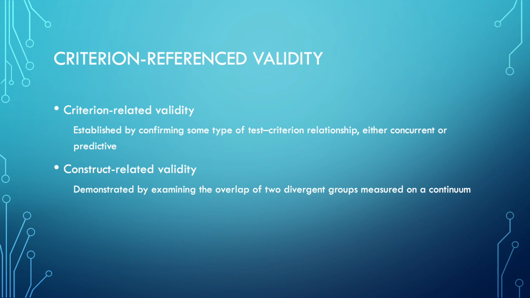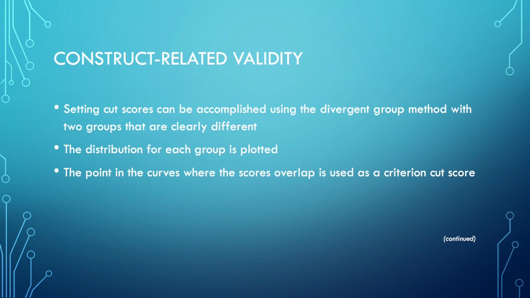Construct-related validity is demonstrated by examining the overlap of the two divergent groups measured on a continuum. So we're looking at that overlap of the mastery versus non-mastery groups, and we're looking at that continuum. When we're looking at construct-related validity, we're trying to set the cut scores, which can be accomplished using the divergent group method with two groups that are clearly different.